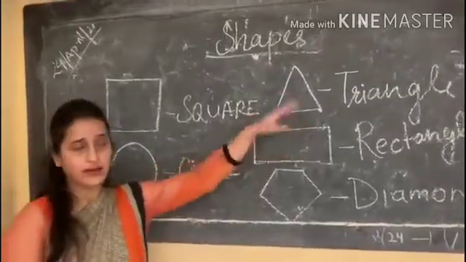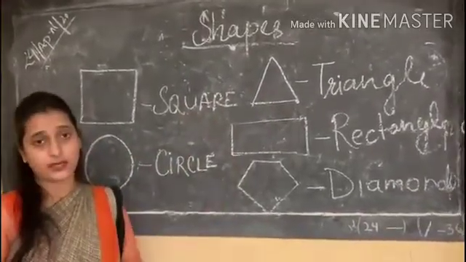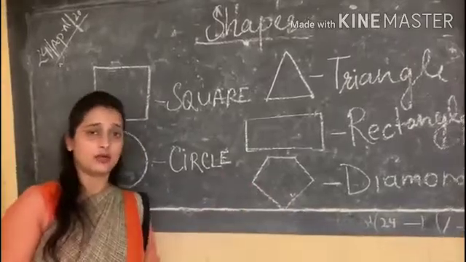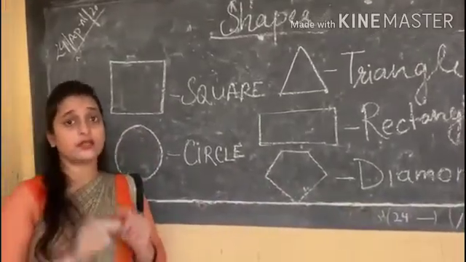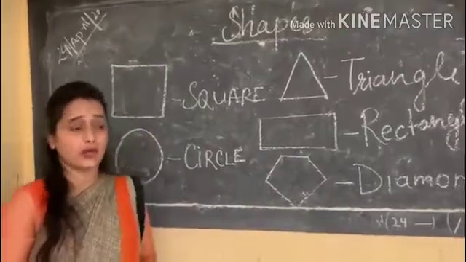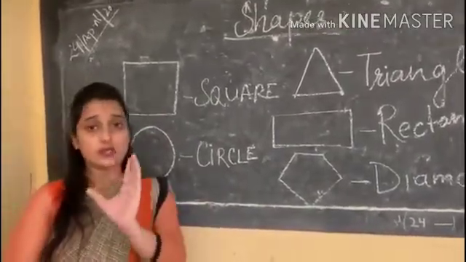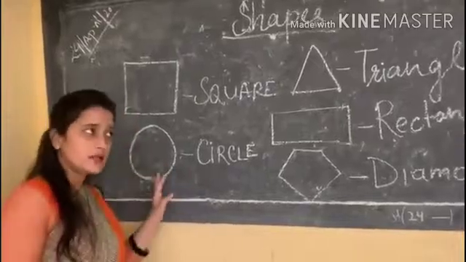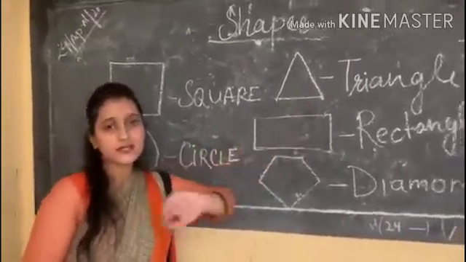circle, triangle, rectangle and diamond. Square shape कैसी होती है? इसकी 4 sides same होती है. So it is known as square. And we all have balls now. So what is the shape of a ball? Circle. Very good.